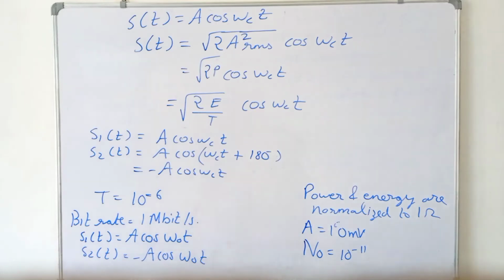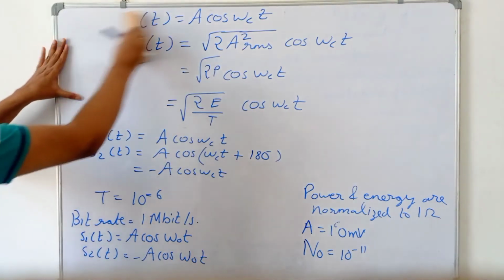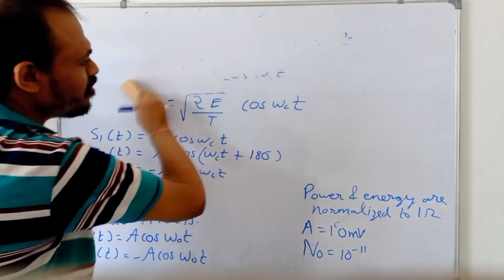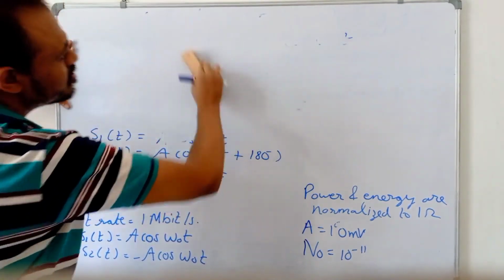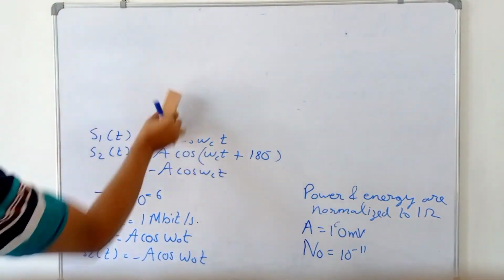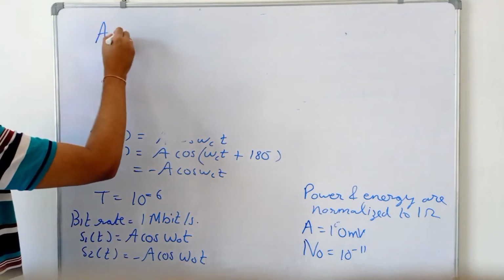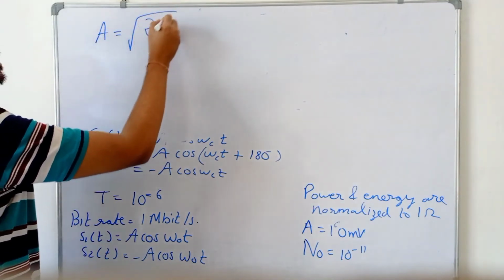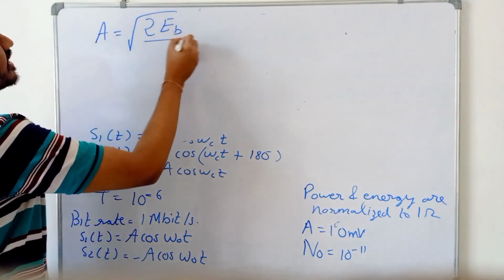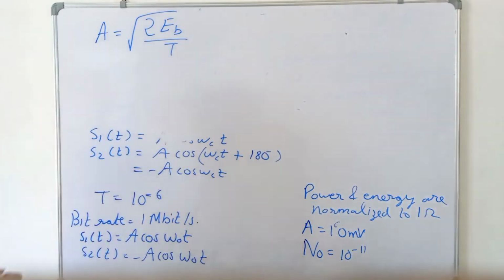Okay, so now we have understood the basics. Now we will go to the solution part. So A is equal to root of 2 EB upon T, and T is given as 10 to the power minus 6.